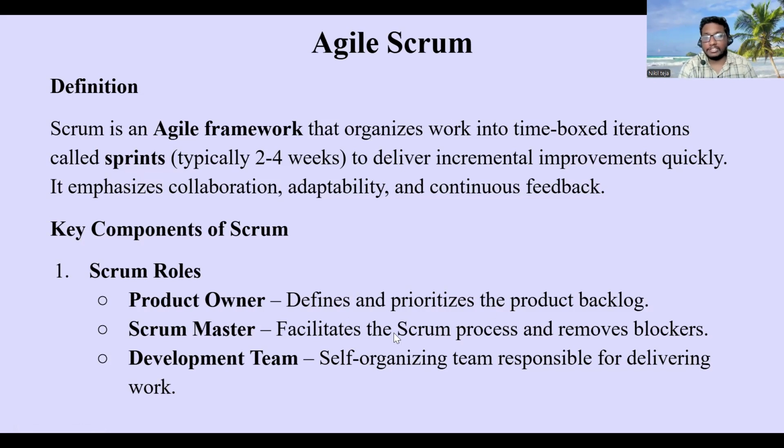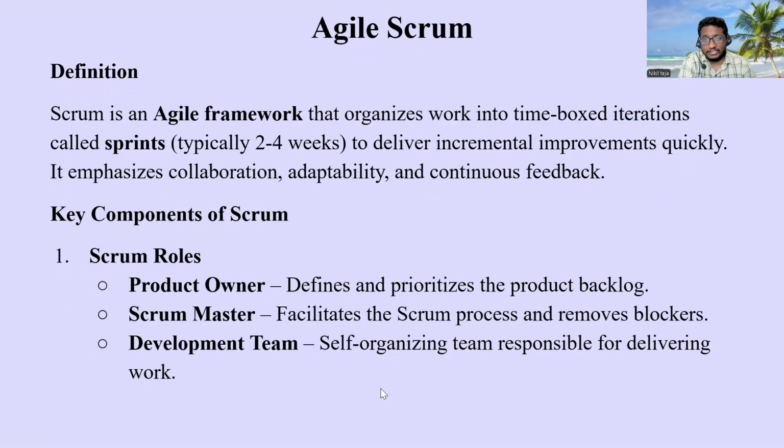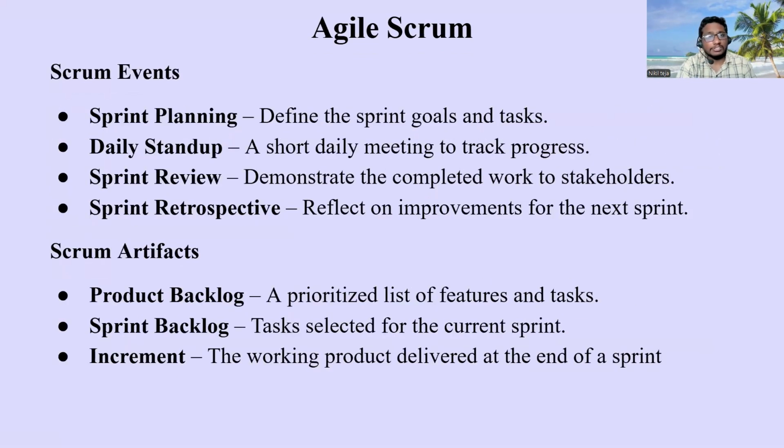Next is the Scrum Master, who facilitates the Scrum process and removes blockers. He is the master of the entire process of the sprint. Next is the development team. You will have a design team, development team, and testing team, but the role designation name is development team, and the design and testing teams are also part of it in the Scrum methodology, right? These are the key roles in the Scrum methodology.